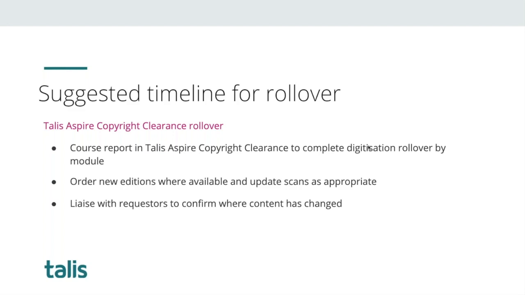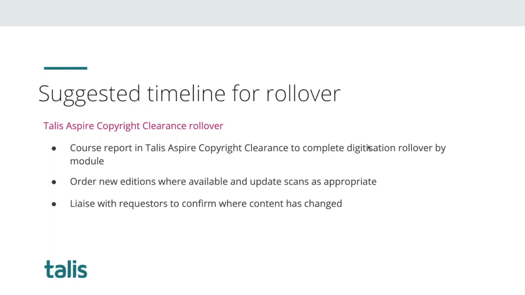Based on the checks that are completed in Talis Aspire, it might be that there are new editions published since the original request has gone live, and you might want to purchase any new editions where they're available. And you might find that the new edition has actually been available in E, so you might choose to withdraw a digitisation request, update the item on the reading list, and link it to the electronic version. We also recommend that at this stage you liaise with the requesters to confirm where content has changed.